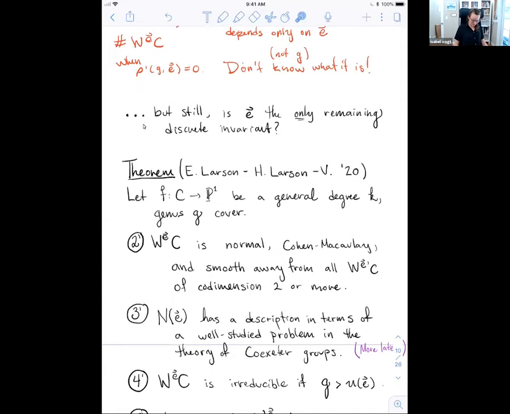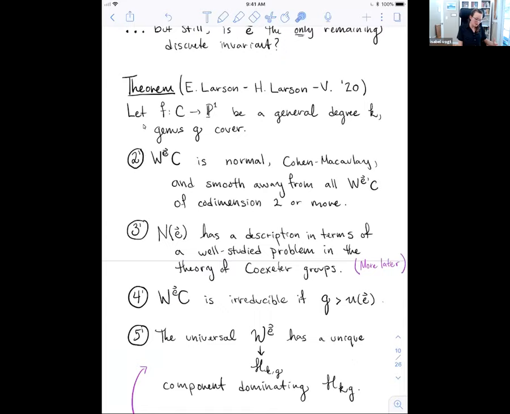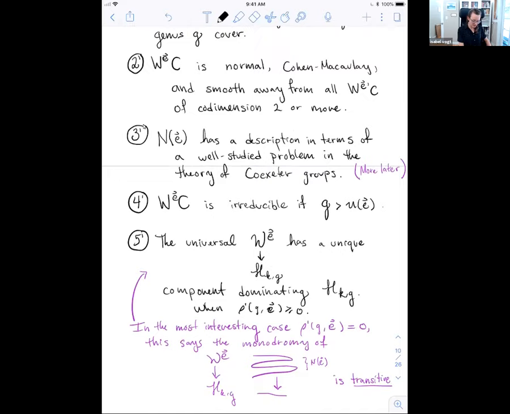And then the thing that I was really excited about in this project is we can prove that W_E is irreducible if you expect it to be, so if the dimension is positive. And so I think this is a big block of evidence saying that E is the only remaining discrete invariant, which is cemented by the fact that we can prove the monodromy statement, that the universal W_E has a unique component dominating, in this case, the Hurwitz space, and I should add, when rho prime of g, E is greater than or equal to 0, the cases that we can actually attack. And again, this is most interesting in the case where it is actually equal to 0, and this says that the monodromy is transitive.